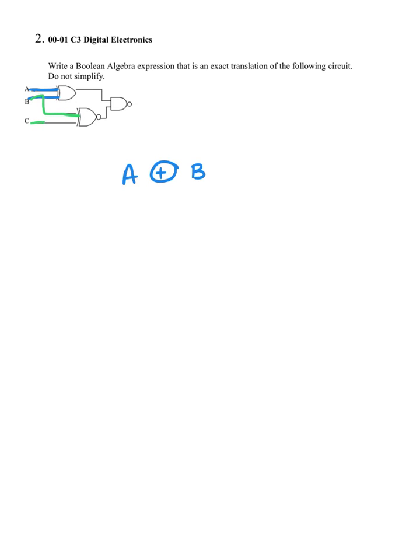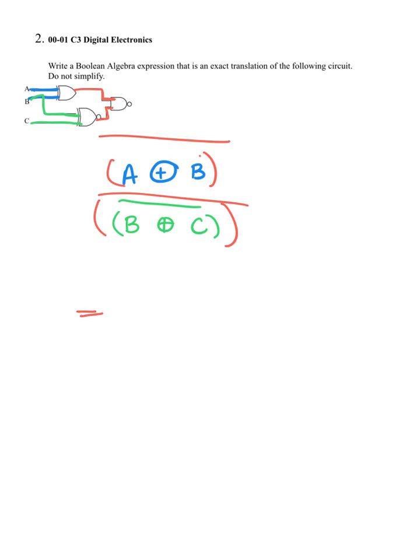The next gate is a not XOR, and so that's going to be B XOR C with a not bar on top. And then these two are connected by a NAND gate. So this full expression is going to be the NANDed expression of those two. So written out, it is A XOR B times not B XOR C.